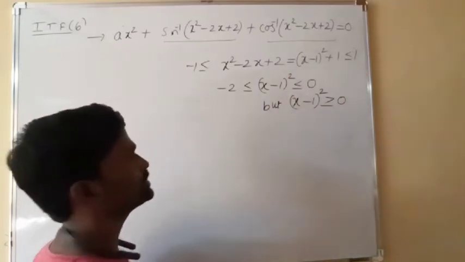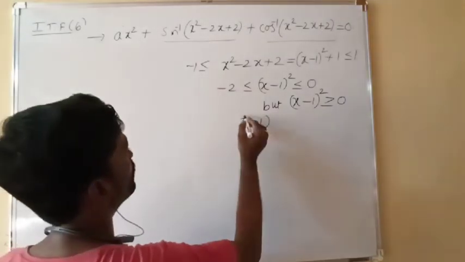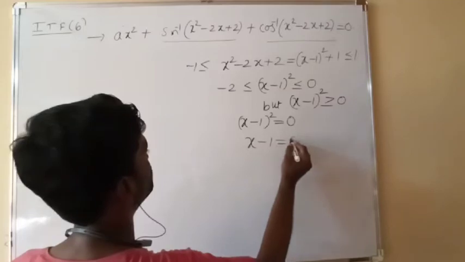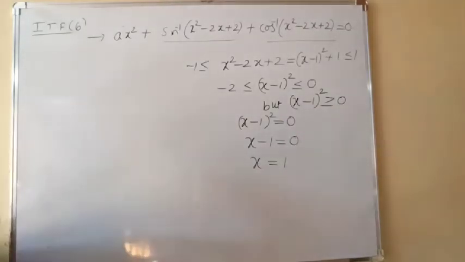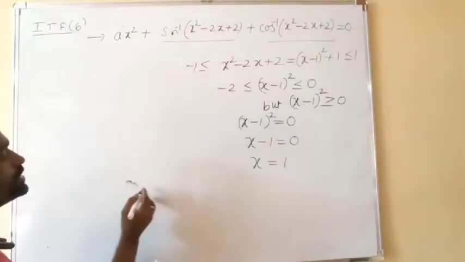So from these two, what can we conclude? (x minus 1) whole square must be equal to 0. So x minus 1 is equal to square root of 0, which is 0, so x is equal to 1. Thus the domain of that function contains only 1. The domain of the equation contains only one element, which is 1. So put x is equal to 1. Then what will you get?